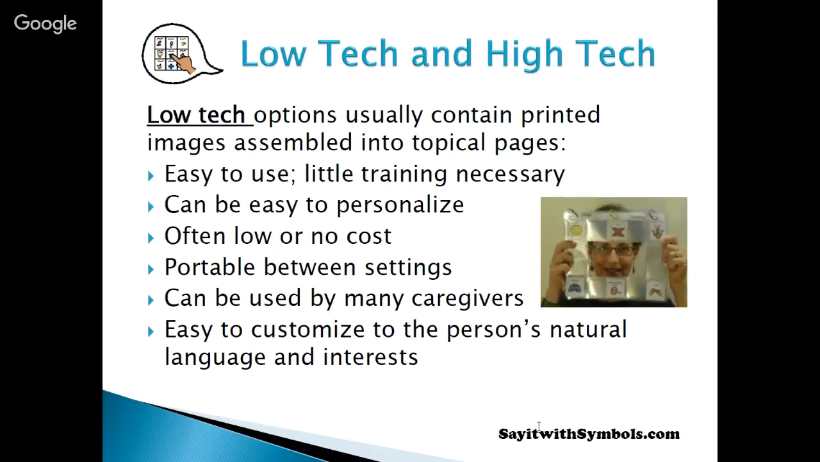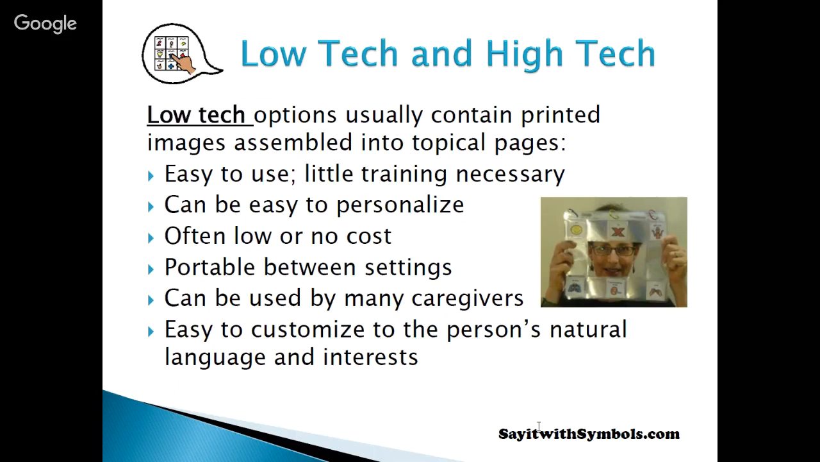So there are both low-tech and high-tech communication aids that assist with caregiving. The low-tech options generally contain printed images assembled into topical pages. As most of you know, they're generally easy to use. There's little training necessary. It can be easy to personalize. You can swap out the pictures or cut things out of magazines and put them in. There's often no or low cost to use these.